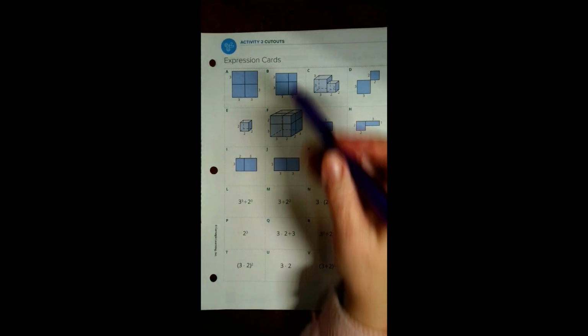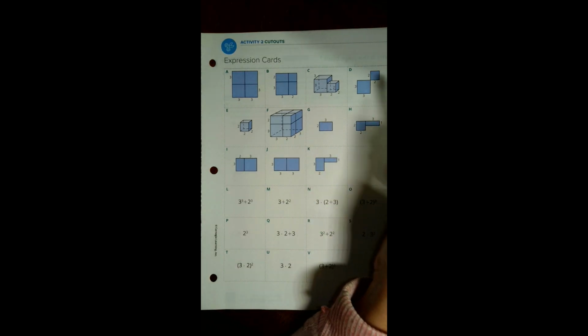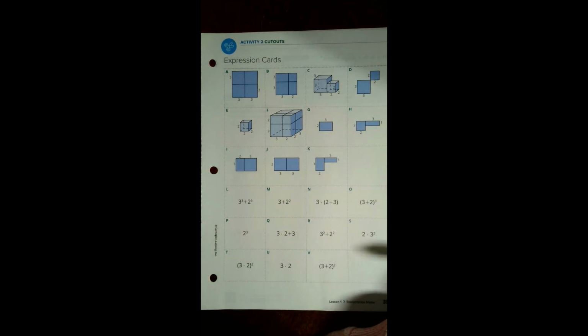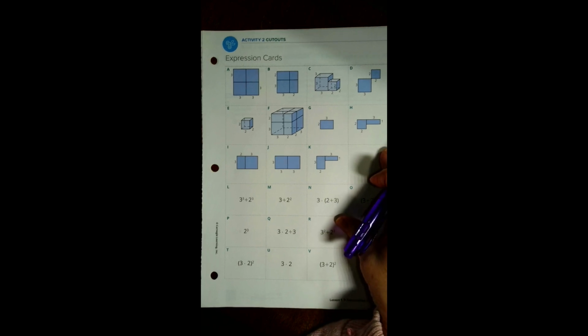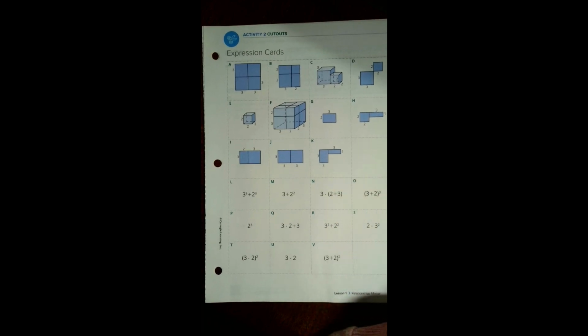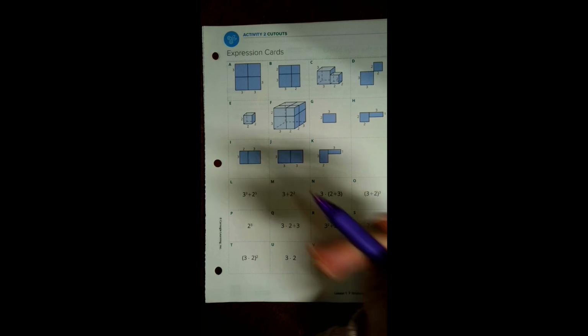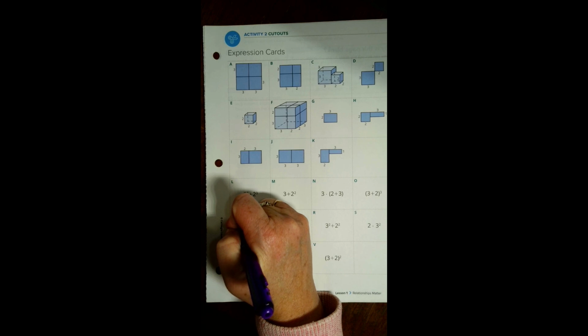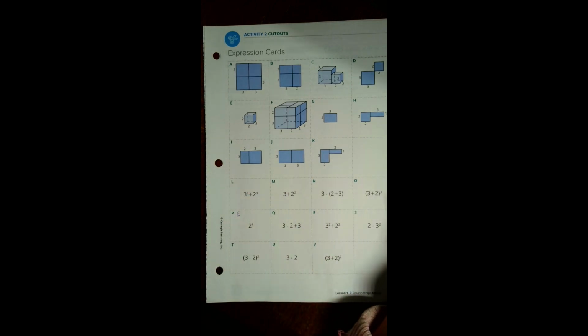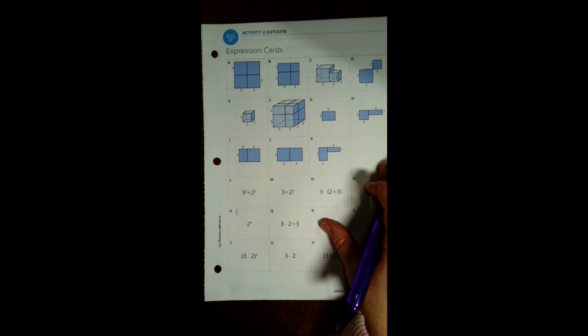If you're at home and watching this, you're likely to not have your book. And page 350 tells you to go to page 355 and cut these shapes out and see if you can match these models up with these expressions. Some of them are a little bit more difficult than others. Some you can get probably pretty easily. For example, letter E matches with letter P here. Yeah, some of them are a little bit harder.